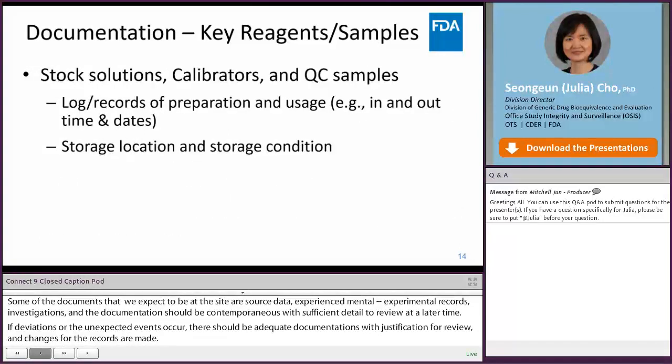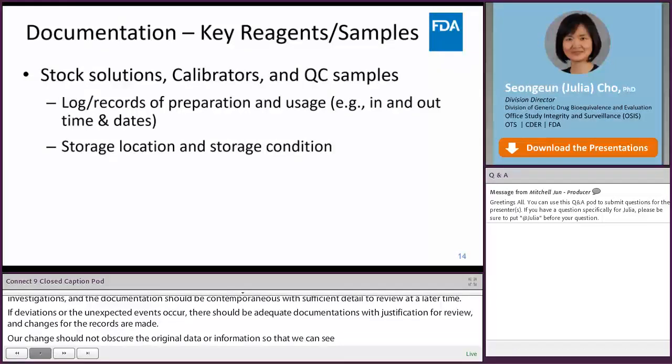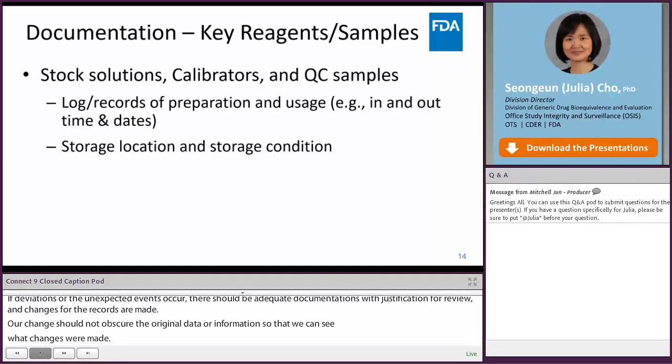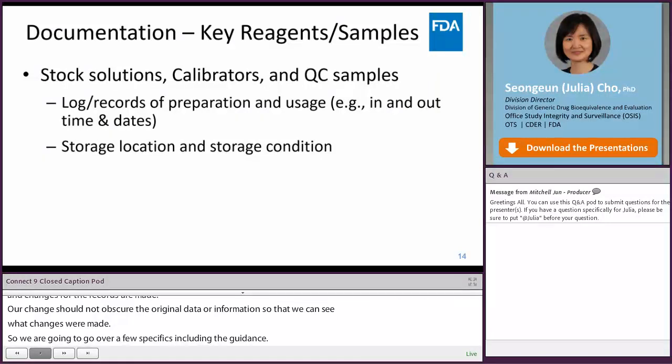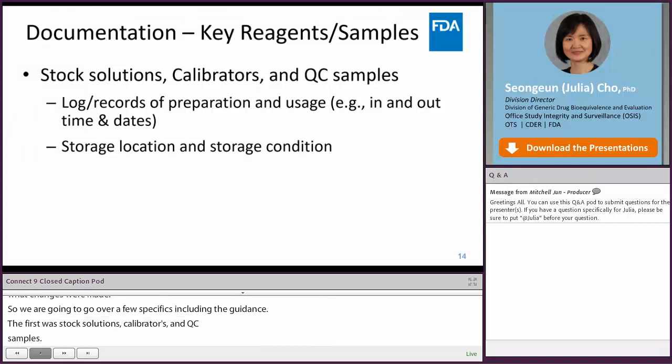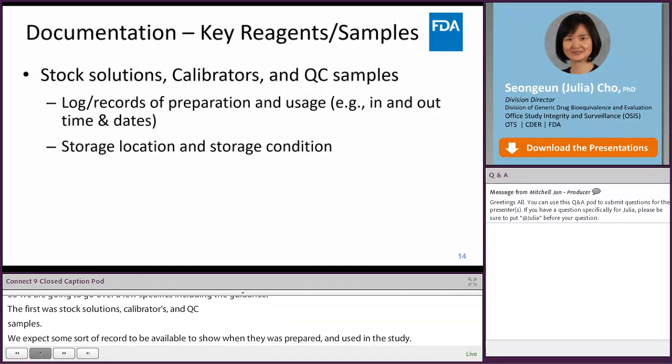So we are going to go over a few specifics included in the guidance. First, for stock solutions, calibrators, and QCs, we expect some sort of record to be available to show when they were prepared and used in the study. It includes information such as in and out time from the freezer. The record also should show where they are stored and at what temperature.